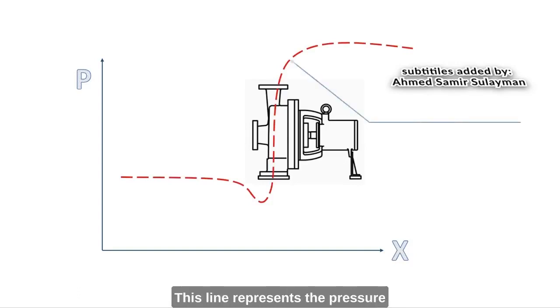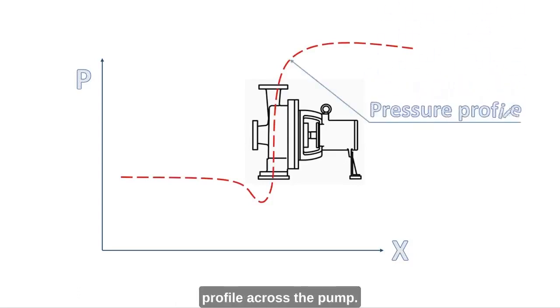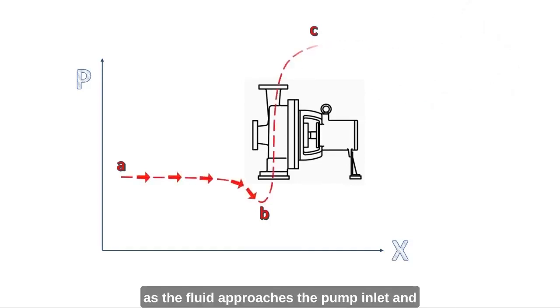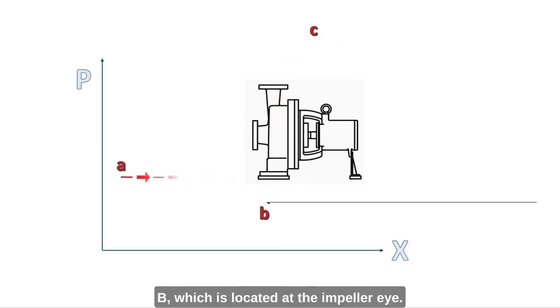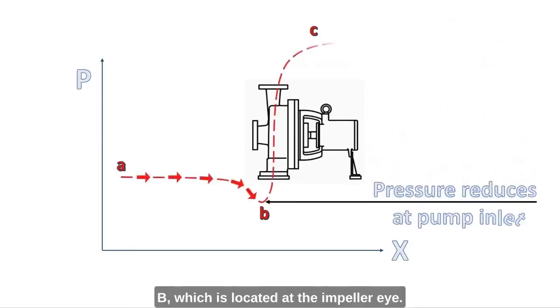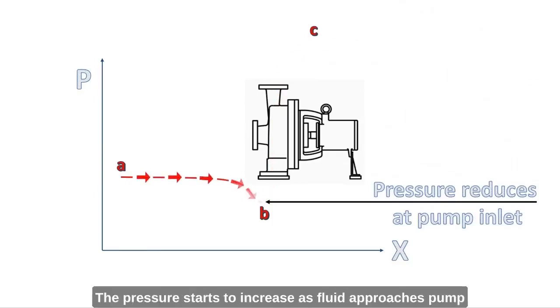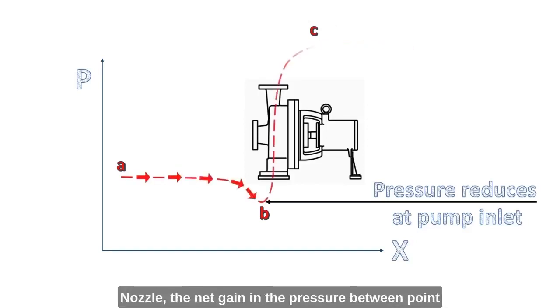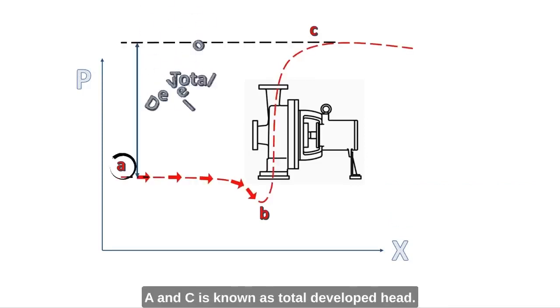Here, this line represents the pressure profile across the pump. As you can see, pressure is continuously decreasing as the fluid approaches the pump inlet. And the pressure drops to minimum value at point B, which is located at the impeller eye. The pressure starts to increase as fluid approaches pump outlet and reaches a maximum value at pump outlet nozzle. The net gain in the pressure between point A and C is known as total developed head.